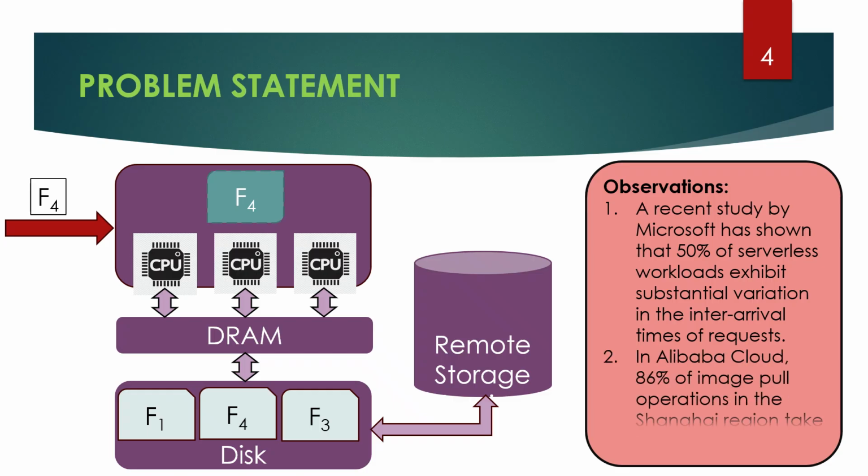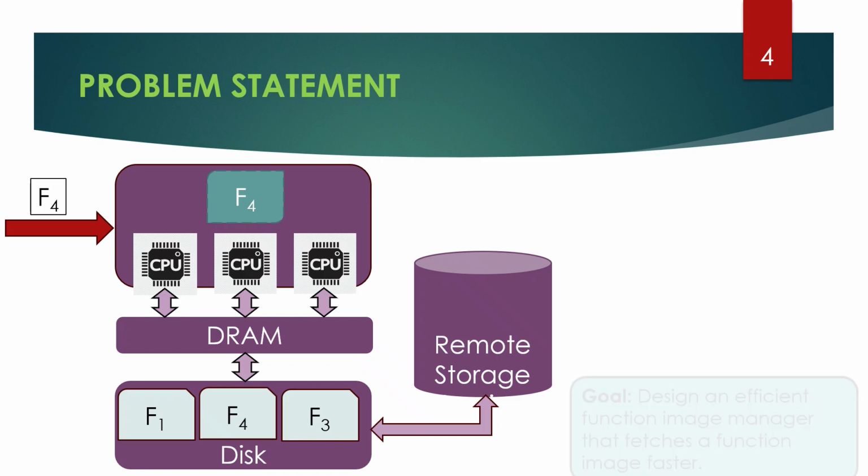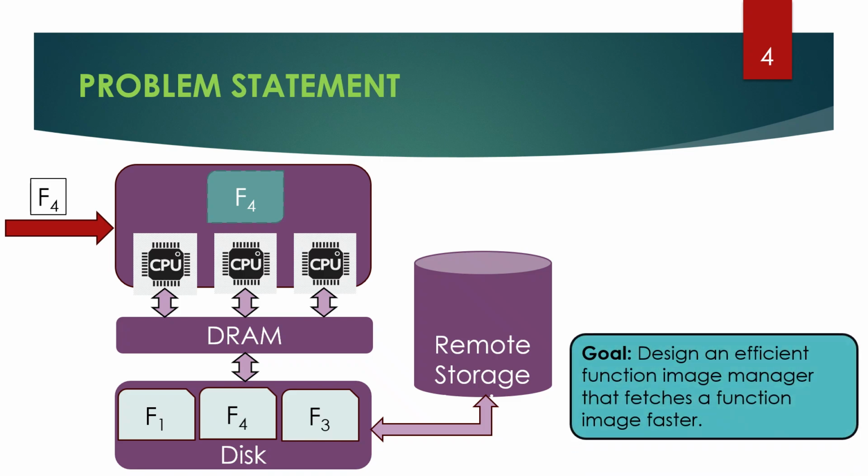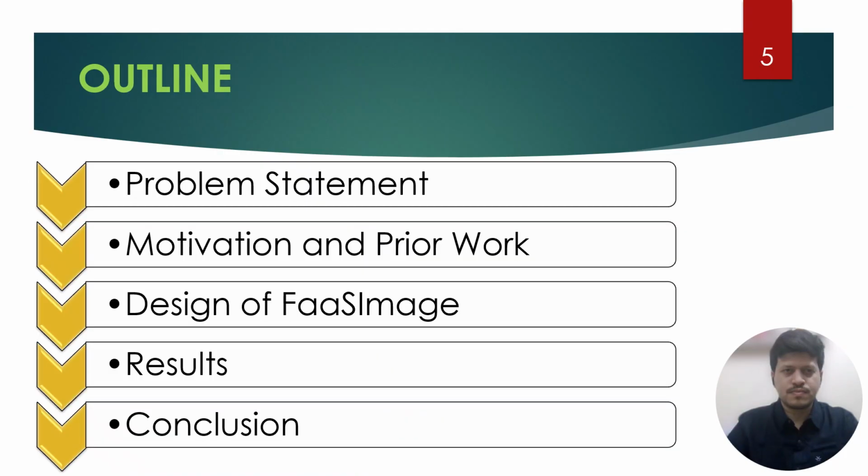Alibaba Cloud has reported that in the Shanghai region, 86% of the image pull operations take at least 80 seconds. This observation has motivated us to design an image management system that can significantly reduce the image pull latency. Now let us discuss the motivation and drawbacks of prior work.